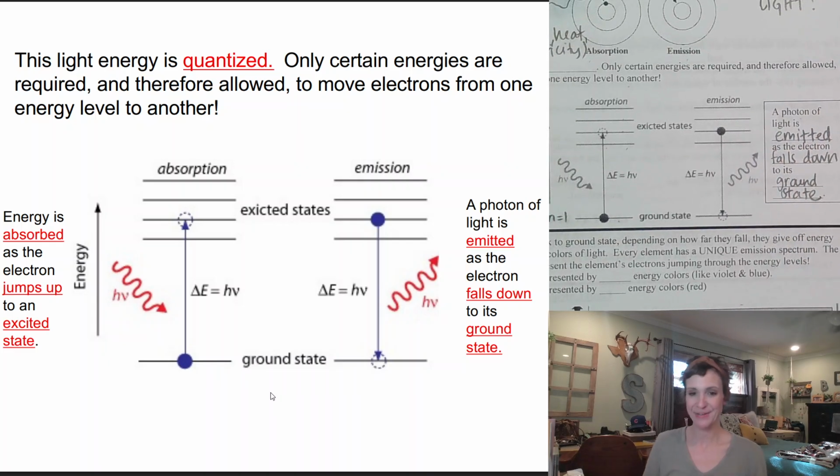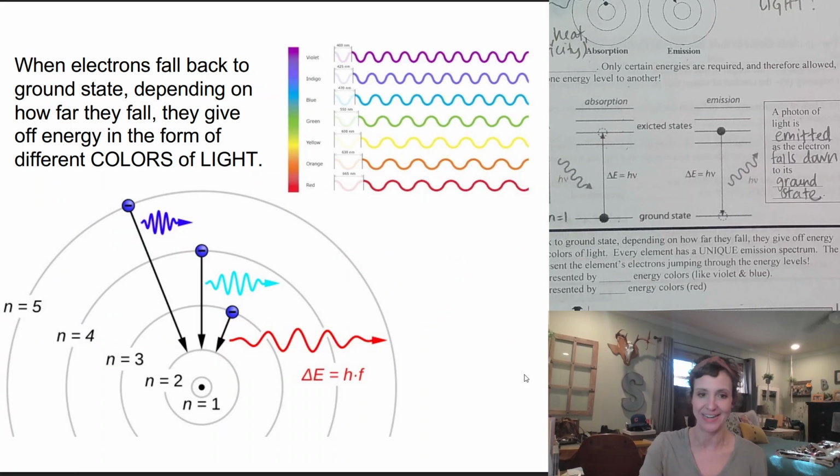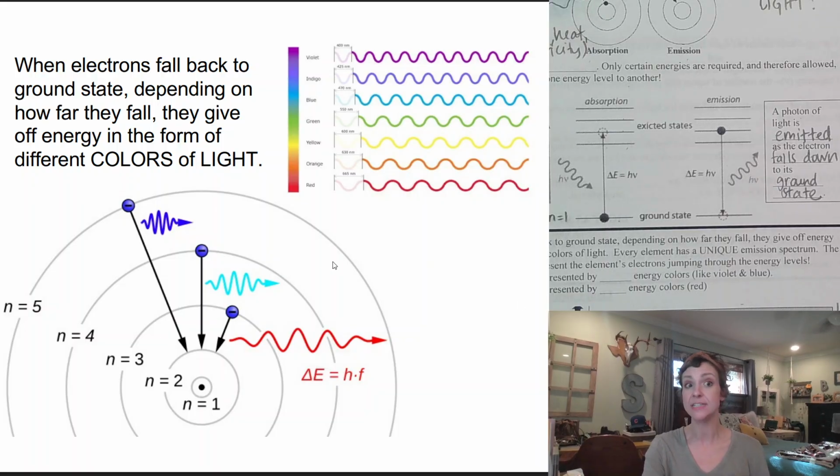So that's super exciting. That's actually what's happening inside of the atom that is causing all light. Okay, so like I mentioned, when the electrons fall back down to ground state, depending on how far they fall, they will give off energy in the form of different colors of light. So remember our original picture that we saw here of all these different wavelengths of light, and we were like, hey, that red one looks a little bit longer and stretched out than the purple one. Well, that is very true.